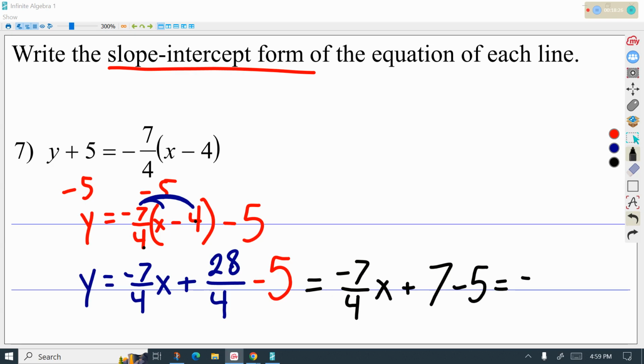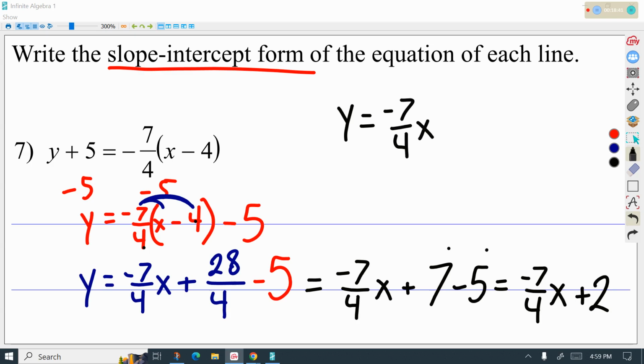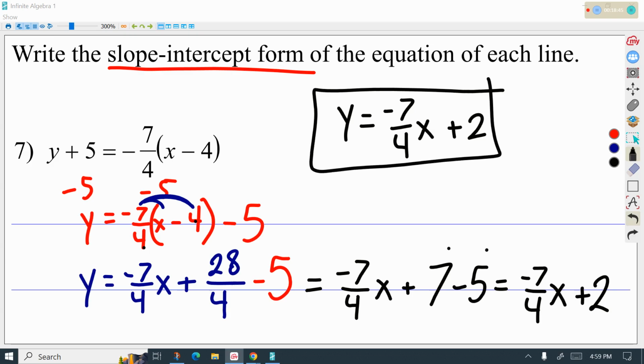So the final answer will be negative 7/4 x. All right, but 7 minus 5 is 2. All right, so our final answer, right, the slope-intercept form of the equation will be y equals negative 7/4 x plus 2. All right, and I'm just writing it over again because I ran out of space. So I might have been able to try to put it here, but it would have got too cluttered. All right, so let's go ahead and keep your work in a straight line too.